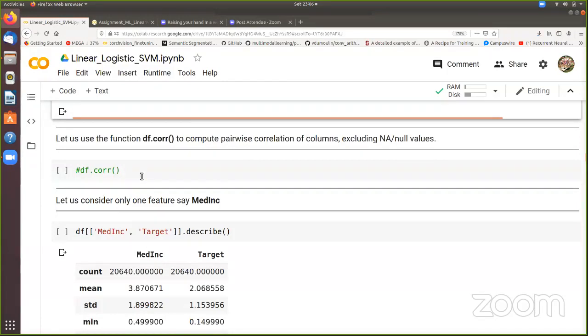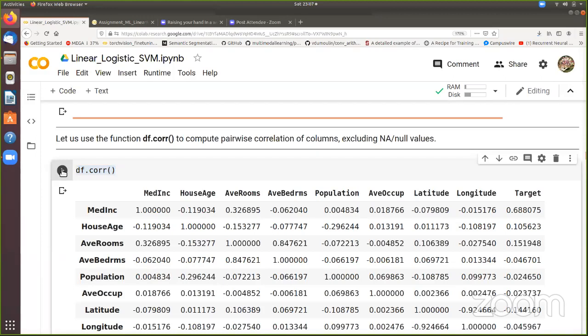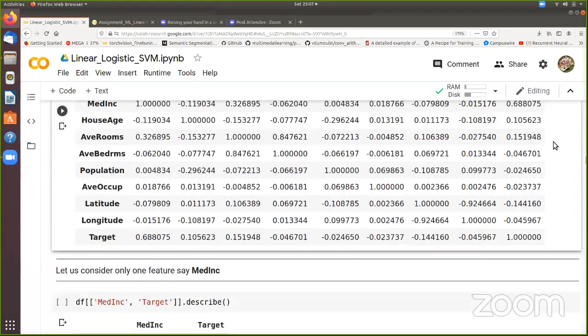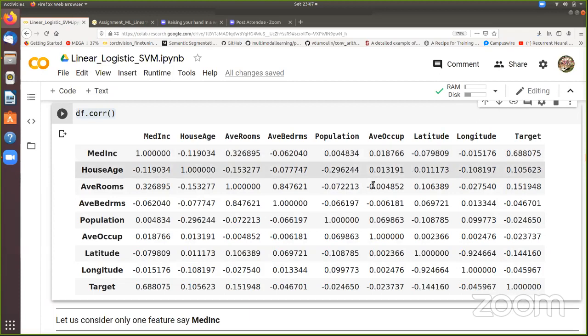So now we are going to implement linear regression. So we'll use only one feature, so we can find the best fit of our data set, or the best line which fits our data. So how to find this feature from those 8 features? We'll use the correlation function. So the correlation function computes the correlation between every 2 columns in the data set. So we are interested to know which feature of these 8 features has the highest correlation with the target. So as you can see, the median income has the highest correlation with the target. So we'll consider this feature.